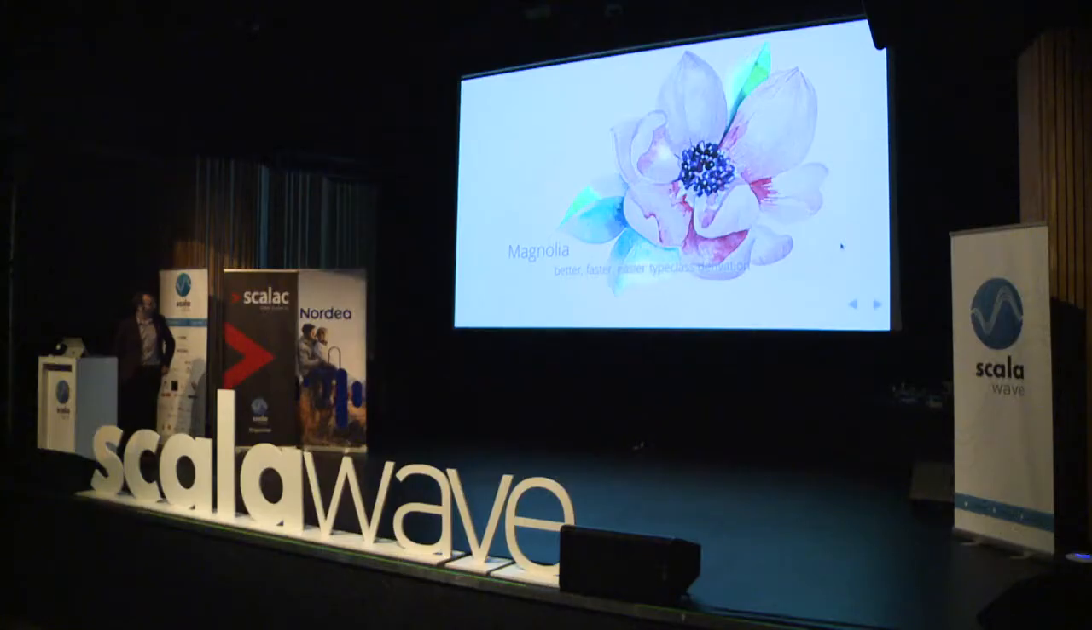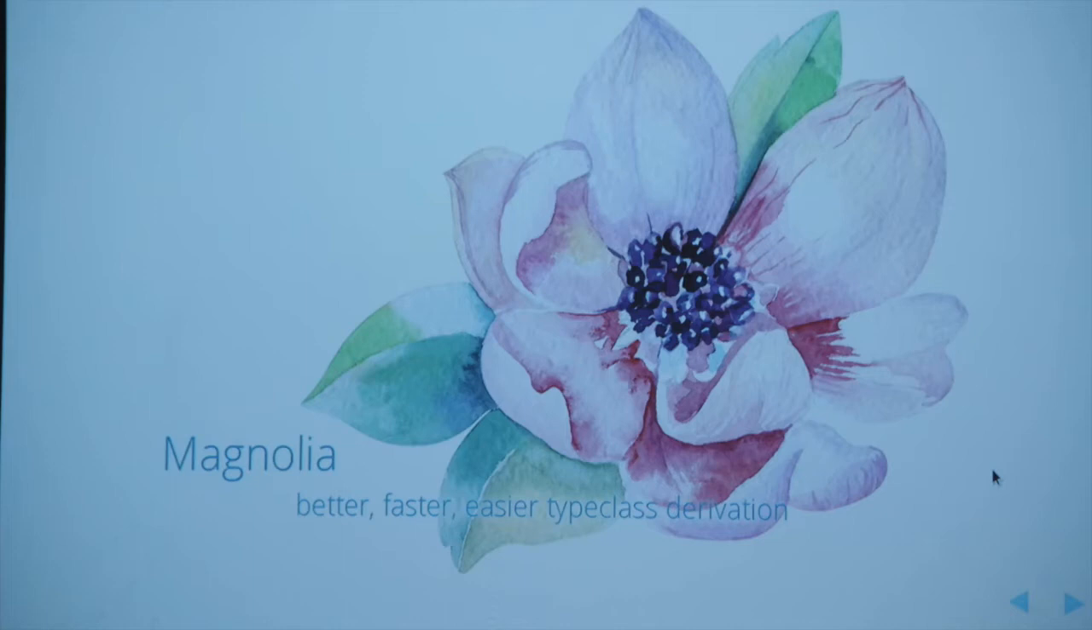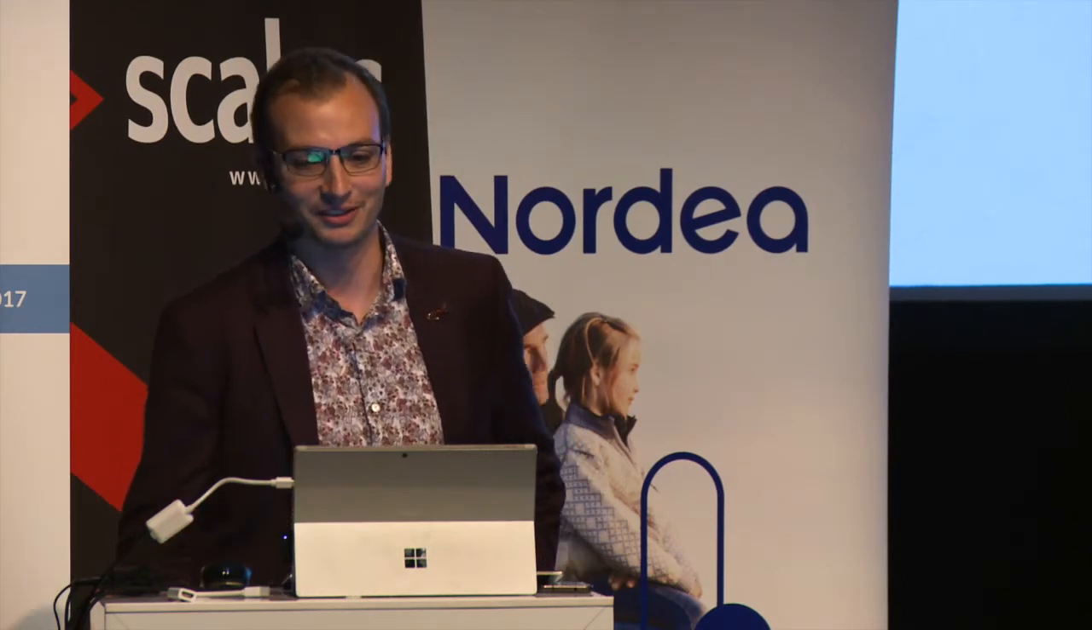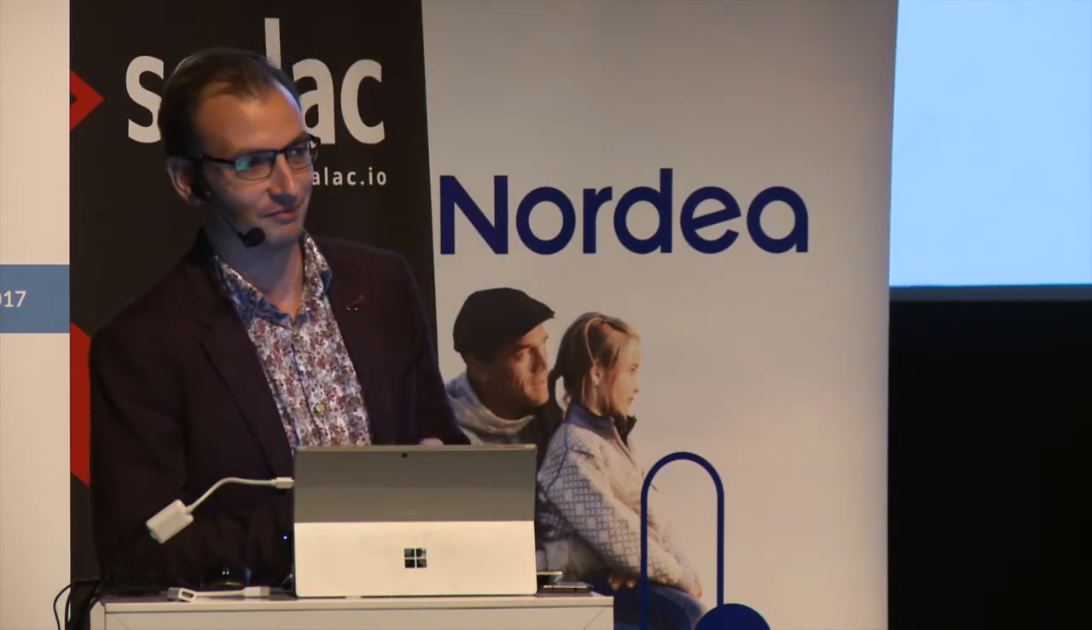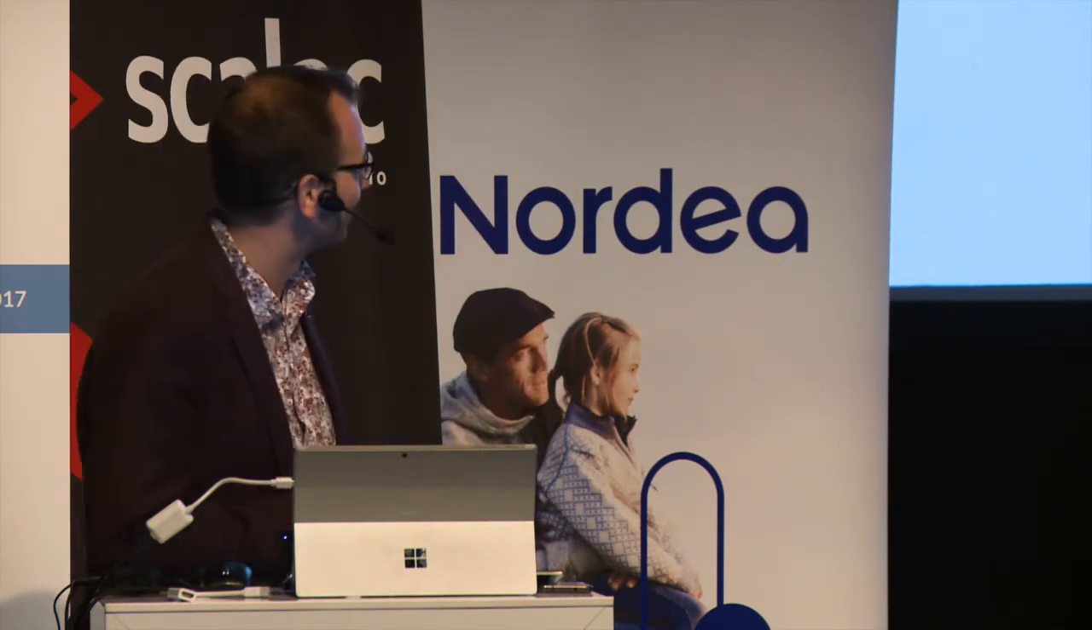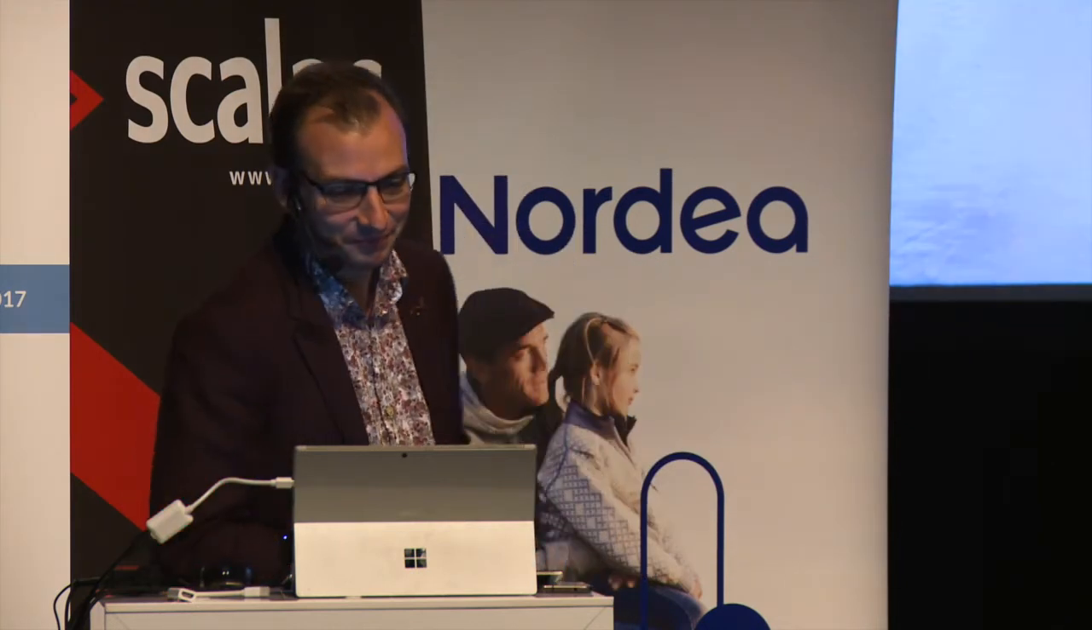So maybe I could talk about Magnolia, which is a macro library I've been working on recently, which does type class derivation. But you'll see here, it's better, faster, and easier. But when you're making bold claims about something you've written, you need to be certain of your own facts before claiming your library is better, faster, and easier. And if you're not certain, then you must at the very least make sure that the author of the only alternative isn't keynoting the same conference. So I'm not going to talk about Magnolia.